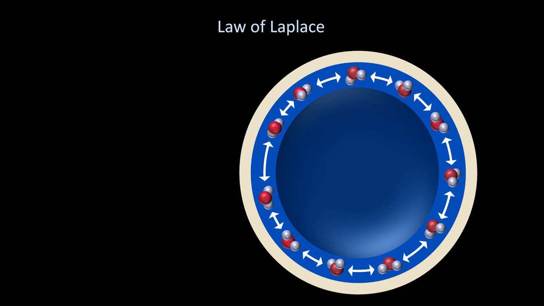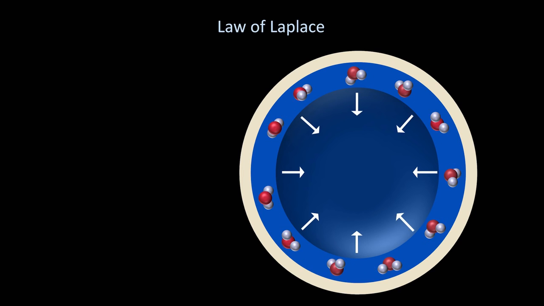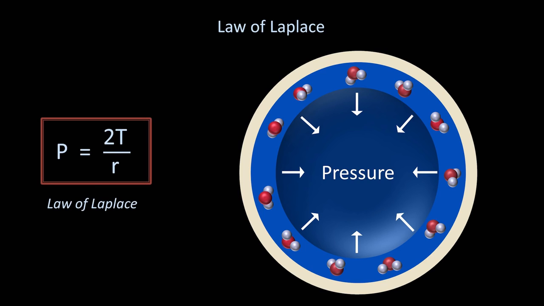The net sum of the circumferential attraction is that the water is actually being pulled inward. If there was no enclosed gas, the water would contract down into a ball. However, if there is enclosed gas, the result is an increase in the pressure of that gas. The surface tension pulls the water inward until an equilibrium is reached with the pressure pushing outward. The law of Laplace relates the surface tension to the enclosed pressure. It states that the pressure inside the spherical bubble is equal to 2 times the tension divided by the radius.